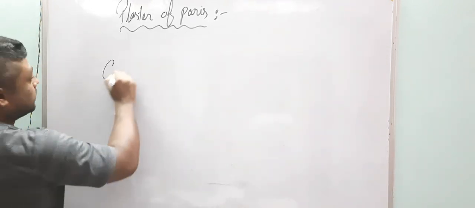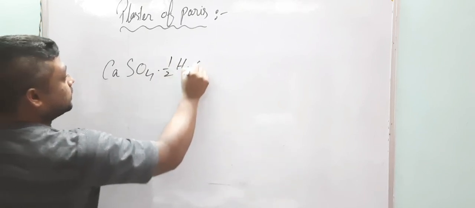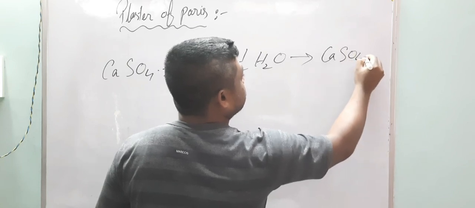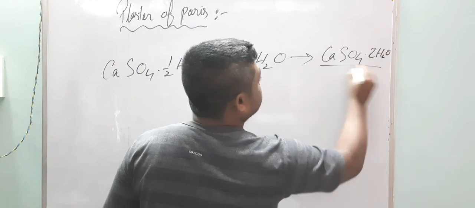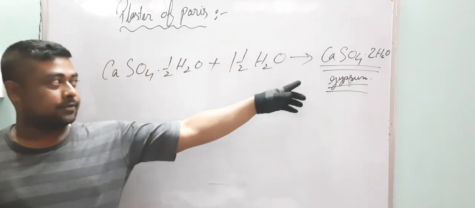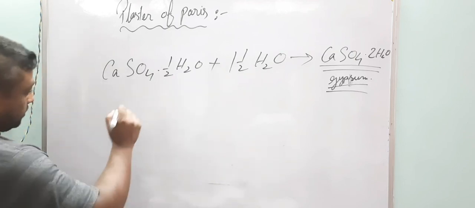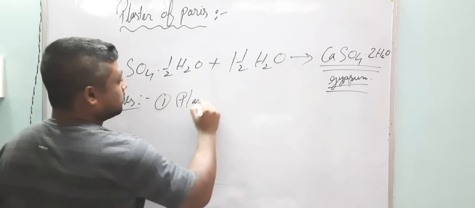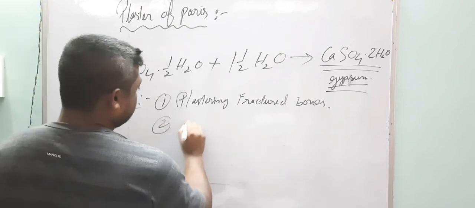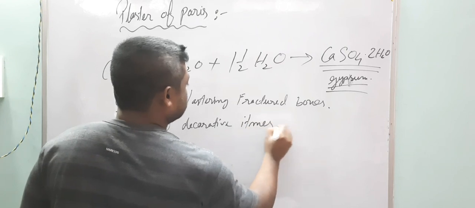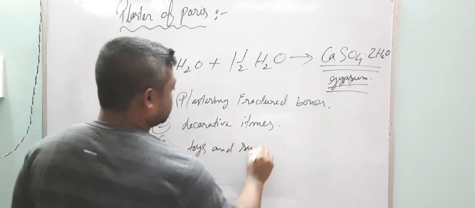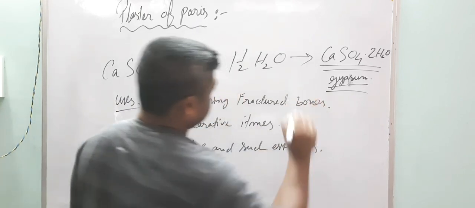This calcium sulfate hemihydrate, when allowed to react with 1.5 water molecules, results in the formation of calcium sulfate dihydrate, which is nothing but gypsum, and it is hard and rigid. This plaster of Paris is used for plastering fractured bones. It is used for making decorative items. It is also used for preparing toys and such essentials. These are the uses given in your book.